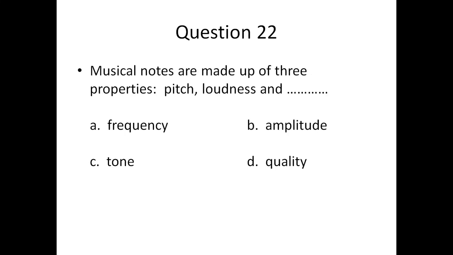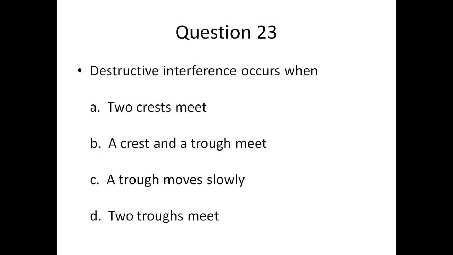Question 22. Musical notes are made up of three properties: pitch, loudness, and A, frequency, B, amplitude, C, tone, D, quality. Question 23. Destructive interference occurs when A, two crests meet, B, a crest and a trough meet, C, a trough moves slowly, and D, two troughs meet.